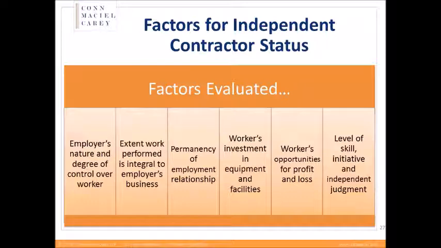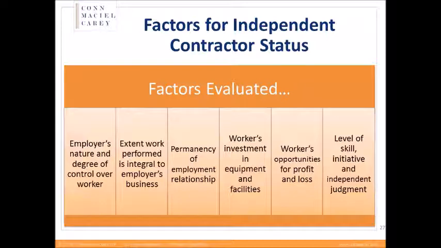If a worker is providing his own equipment to perform the work, that would tend to support an independent contractor status, but it doesn't necessarily prove that the worker is an independent contractor in and of itself. For example, if the employer reimburses the worker for the purchase of that equipment, then this is more likely to support that the worker is actually an employee. And the fifth factor is the worker's opportunities for profit and loss.